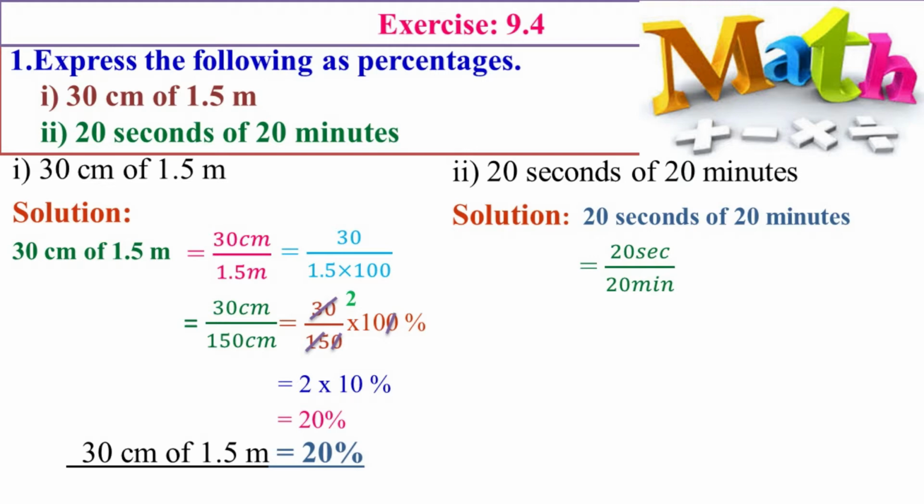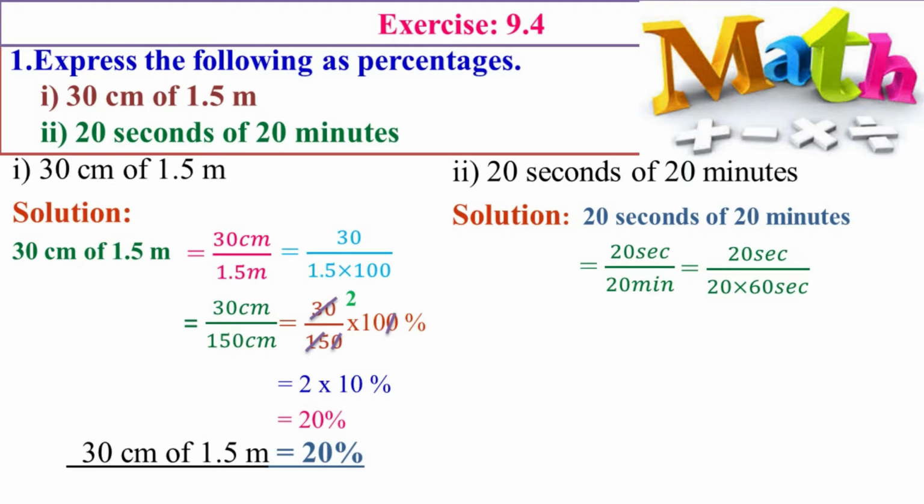For that purpose, to convert it into the same unit, we are multiplying by 60 on the denominator. Why? We know very well that 1 minute equals 60 seconds. So, to convert to a single unit, then only we can do any arithmetic operation. Now, multiply by 60 on the denominator. We get 20 seconds in the numerator and in the denominator 20 into 60 seconds. What to do next?